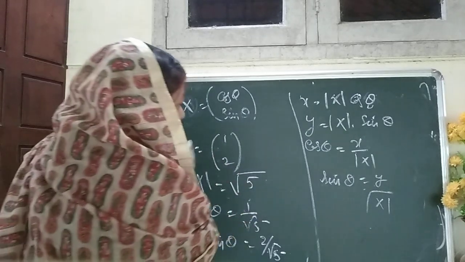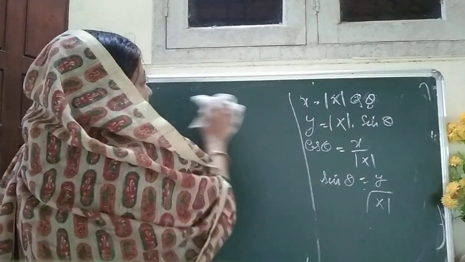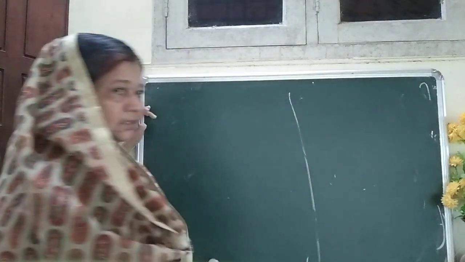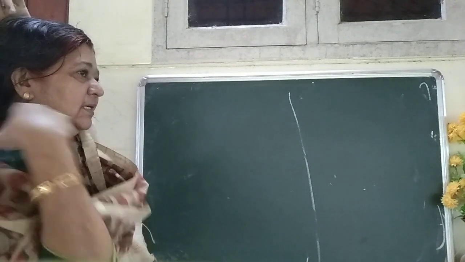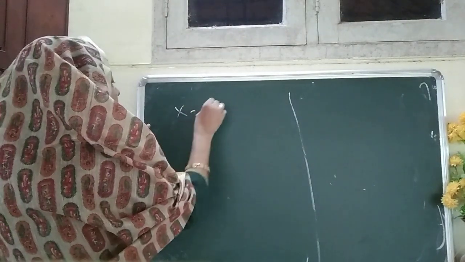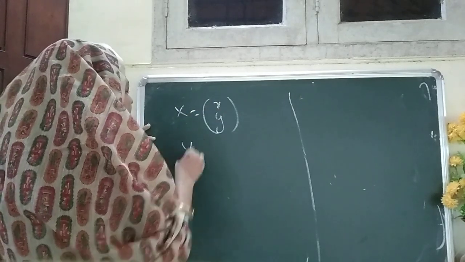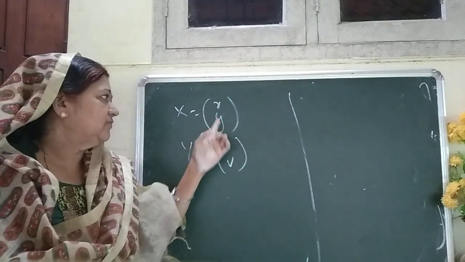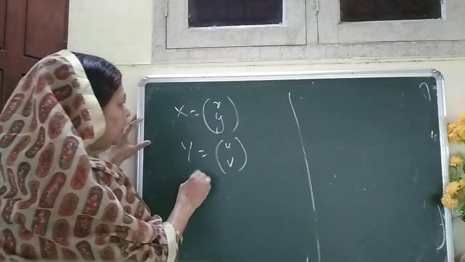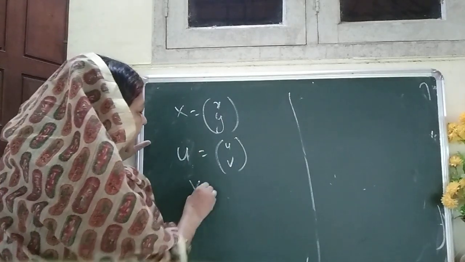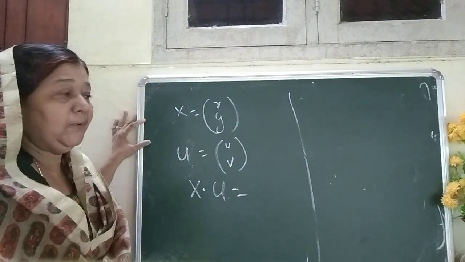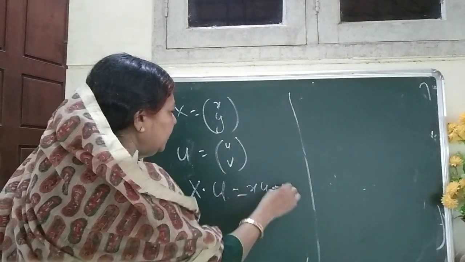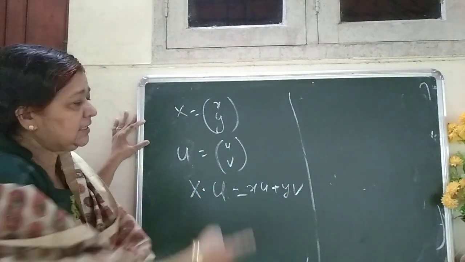Okay. So, we have discussed some facts about unit vector. It is very important. Then we have come on to dot product. If x is any vector, say x equal to (x, y), and another vector, say (u, v), having coordinates x, y, u, v, then we define x dot u, the dot product of x and u, defined as x into u plus y into v. It is the dot product, it is a scalar quantity.